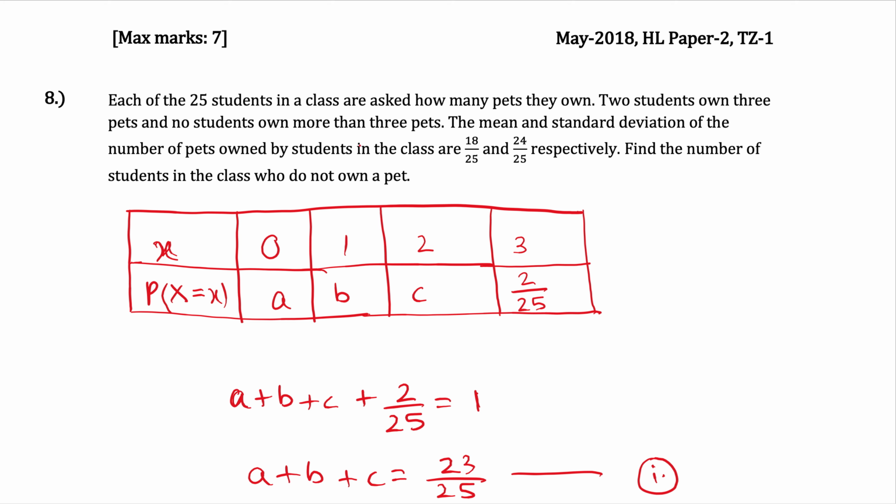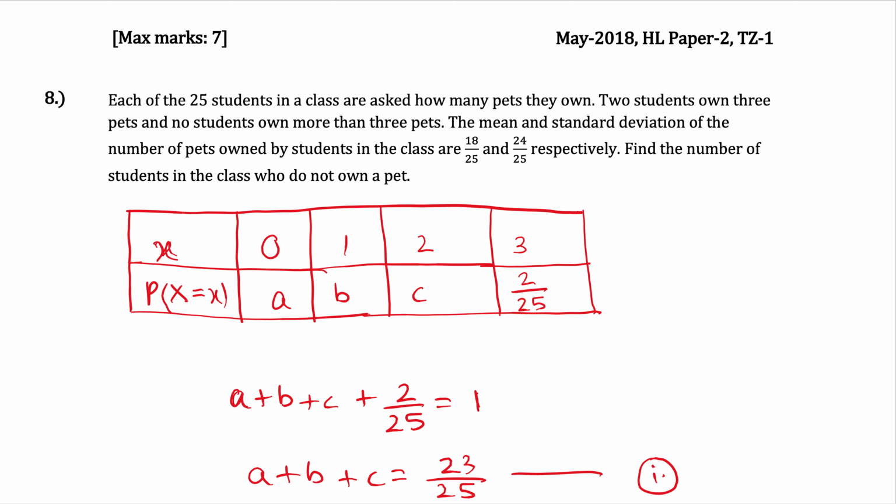Question number 8 from May 2018, higher level paper 2, time zone 1. Each of the 25 students in a class are asked how many pets they own. 2 students own 3 pets and no students own more than 3 pets. The mean and standard deviation of the number of pets owned by students in the class are 18/25 and 24/25 respectively. Find the number of students in the class who do not own a pet.